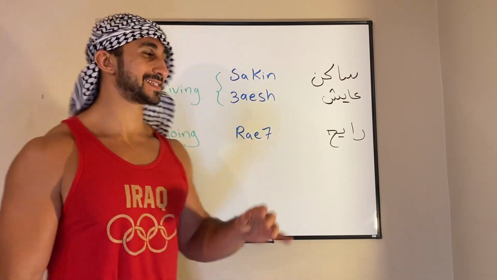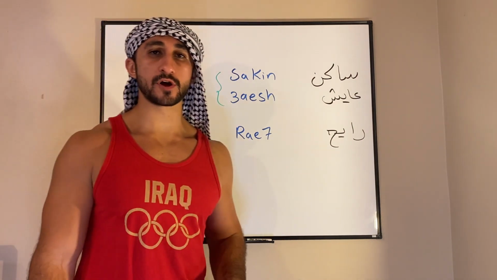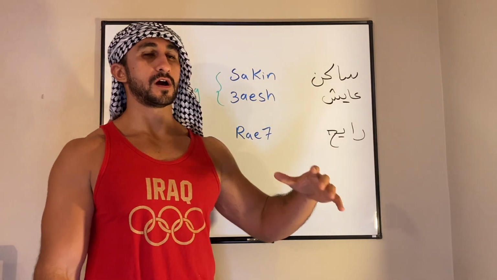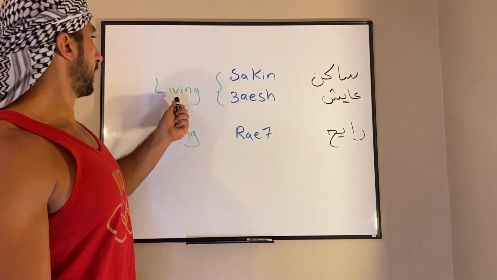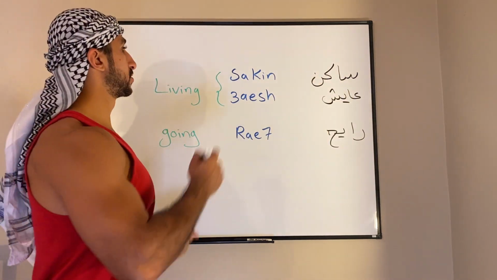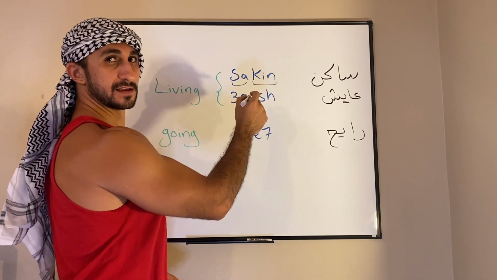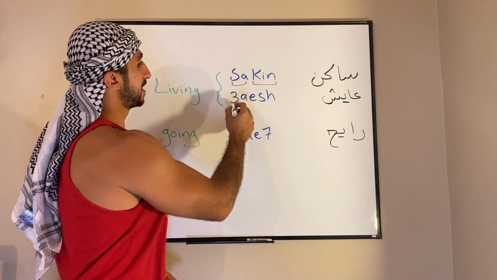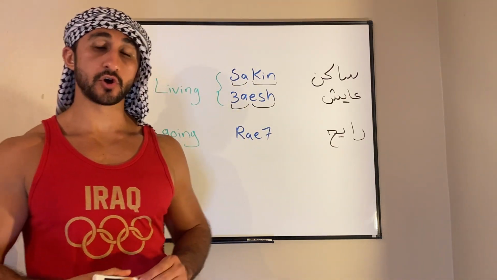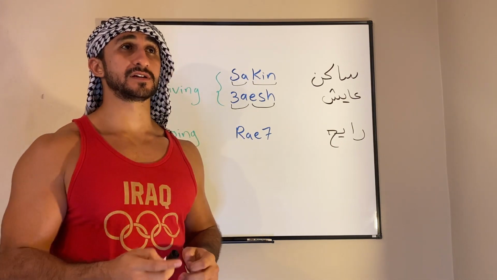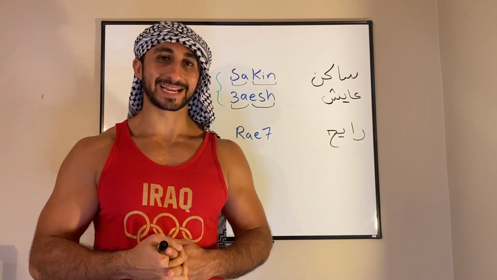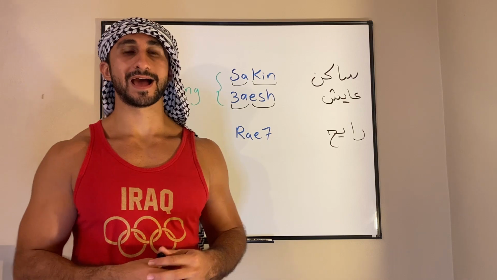then I'll give you some examples, is living and going. So when you meet someone, you ask him, how are you, where are you from, and then you ask him, where do you live, and or where are you going, or something like that. So living is, you could use sakin or ayish. So we have sakin, and ayish. So you would use what we just learned earlier is when, where, when sakin, when ayish.